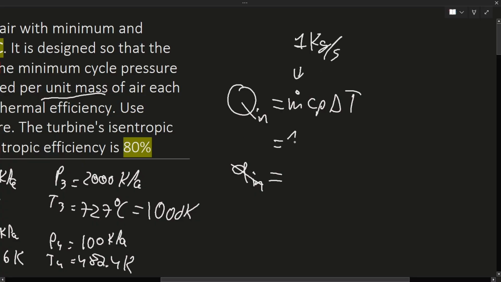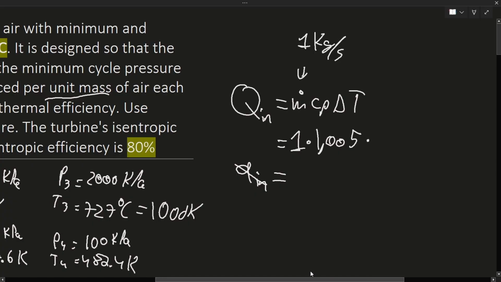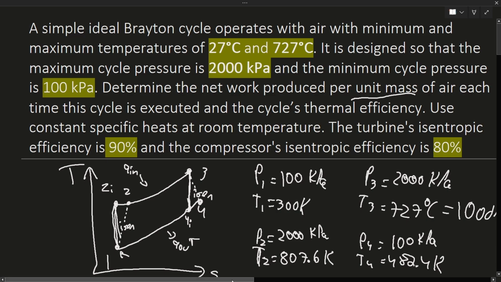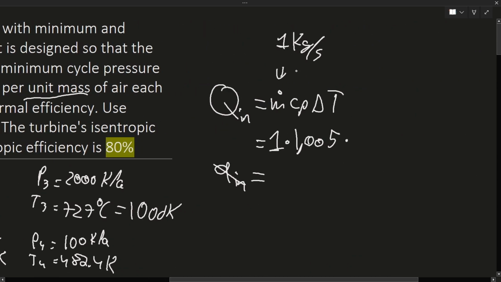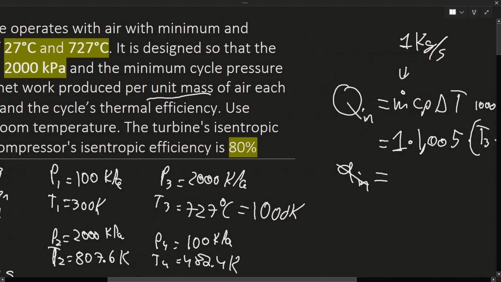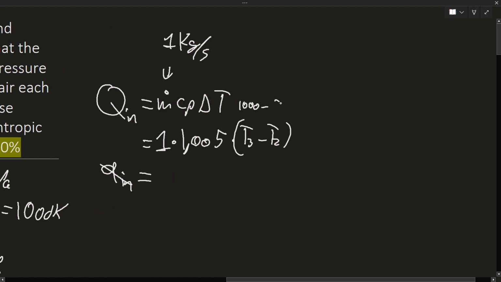So 1 times Cp, 1.005, the Cp for air, times Q in. You should memorize this. It's from point 2 to point 3, so T3 minus T2. T3 is 1000, and T2, we found it to be 807.6. This should give you about 193.4 kilojoules.